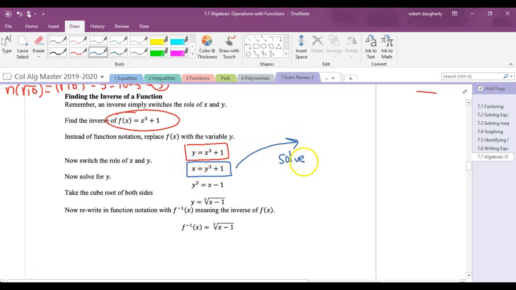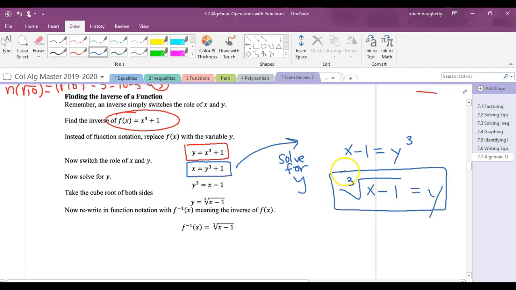So that's where the work comes in. Solve for y. So to solve for y, I need to get the y by itself. So x minus 1 equal y cubed. To get y by itself, I'm going to need to take the cube root of both sides of that equation. That's solved for y. So now f inverse of x is cube root of x minus 1.